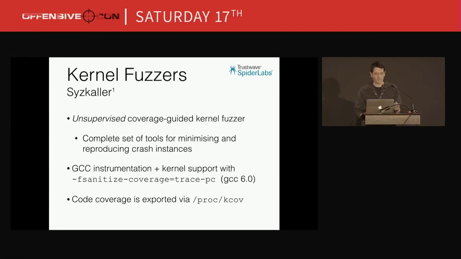It's just mutational fuzzing based on code coverage. The instrumentation is performed using GCC, so starting from GCC version 6, there's this -fsanitize-coverage profile, and there is obviously some support in the kernel. And then you take this tracing data and you export it to user space via the proc file system, a proc kcov file, and there's a user space component that takes this data, mutates it, and feeds it again.